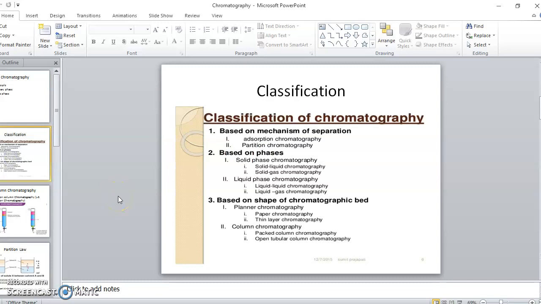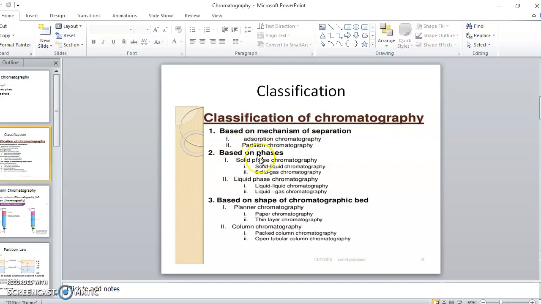Now we discuss the classification of chromatography. We can have various ways of classifying chromatography. One is based on the mechanism of separation. For all chromatography techniques, there will be a mechanism of separation between the components. If the separation is based on adsorption, you know what adsorption is, then it is called adsorption chromatography. If the mechanism of separation is partition, it is called partition chromatography. We'll discuss the term partition later.